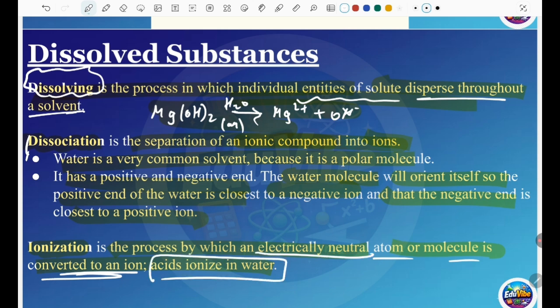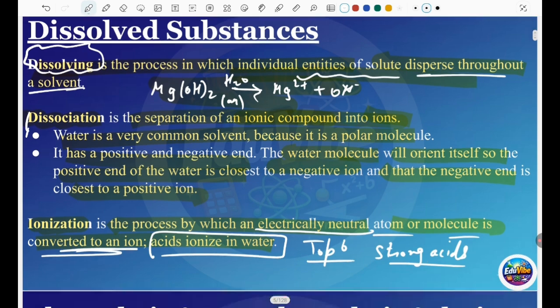Basically, if we talk about the acids, they ionize in water. If you take your data sheet, on the last page we have a table of the acids and bases. In that table, the top six are the strong acids. You want this data sheet for this unit. Further on, I'll tell you how we can deal with these things. So the top six are the strong acids, you have to know that, and they can be ionized in water. We discuss that whole thing in further lessons too.